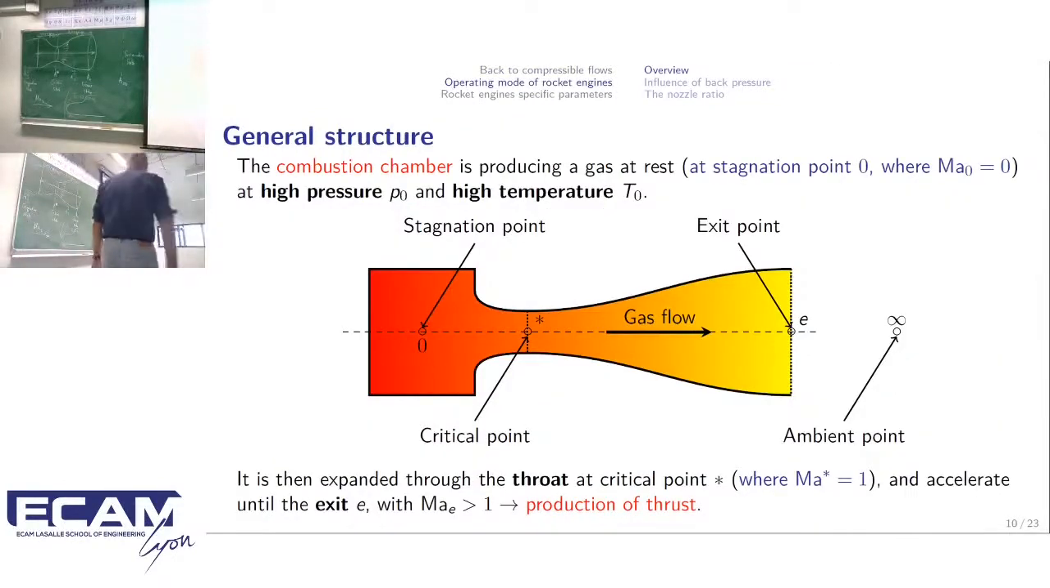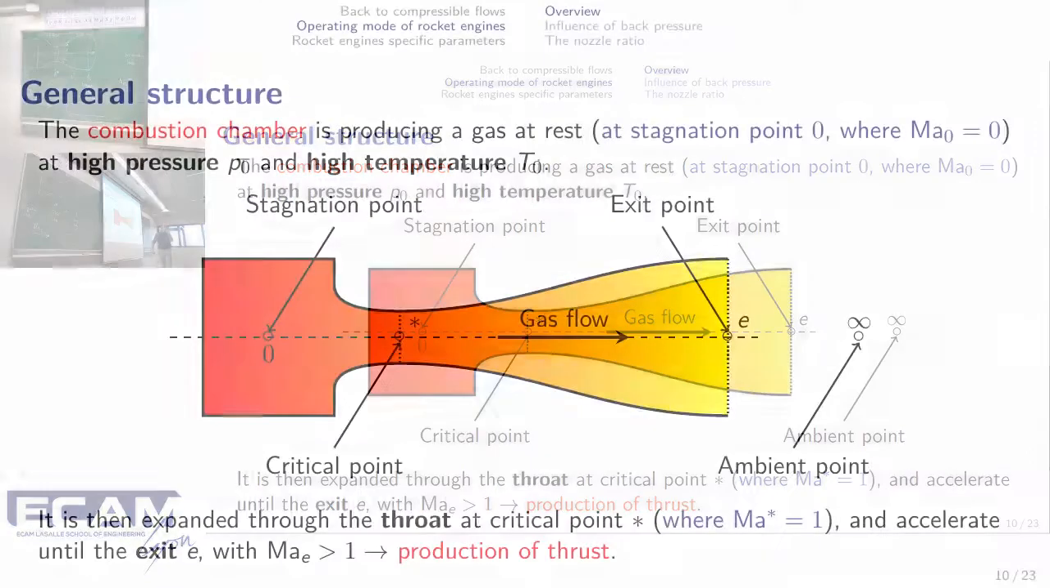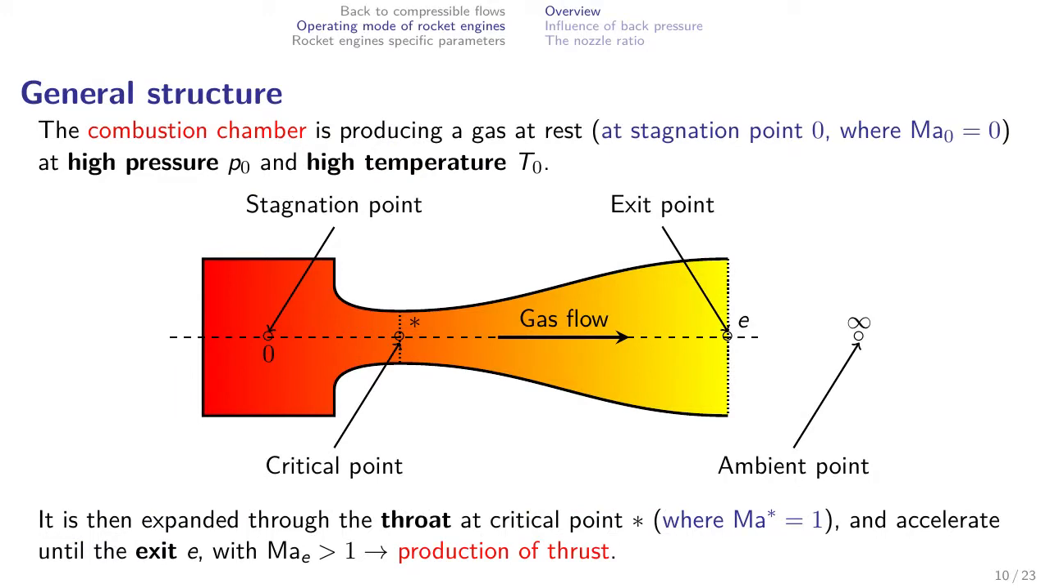So how does such a rocket practically work? It looks like this. It is the simplest structure we can imagine, but most of these engines actually work exactly this way. So you have your stagnation point. The stagnation point corresponds to the inside of the combustion chamber, so it's the place where you want to increase the pressure and temperature as much as possible.